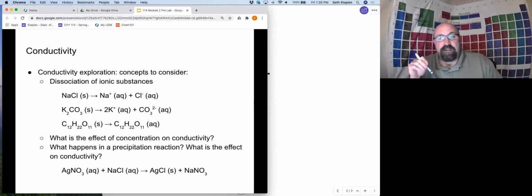Lastly, with conductivity, we're also going to explore what happens in a precipitation reaction and what is the effect of that on conductivity. So we have an example here of silver nitrate combined with sodium chloride, and we use our solubility rules, and we see that one of our new combinations, the silver chloride, precipitates out as a solid. And then we have aqueous NaNO3.